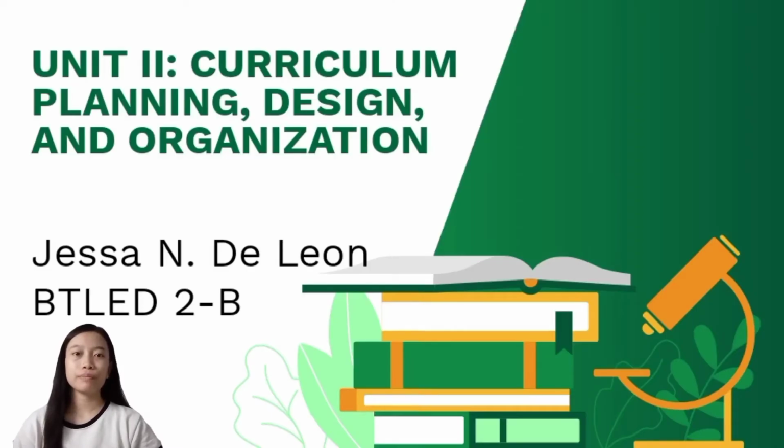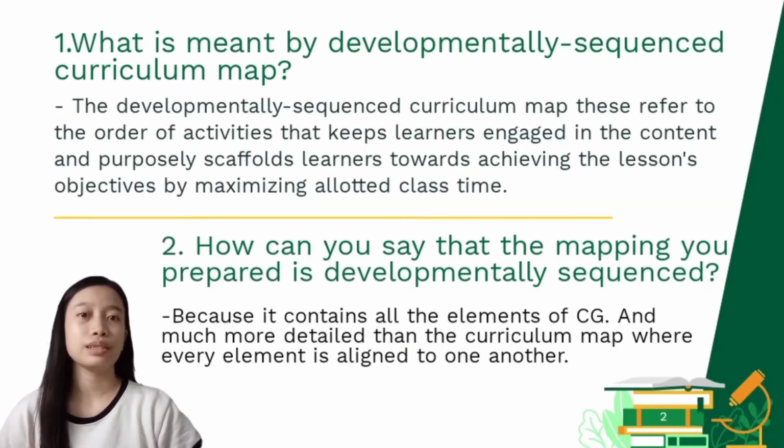Unit 2. Curriculum planning, design, and organization. Number 1. What is meant by developmentally sequenced curriculum map? The developmentally sequenced curriculum map refers to the order of activities that keep learners engaged in the content and purposely scaffolding learners toward achieving the lesson objectives by maximizing allotted class time.